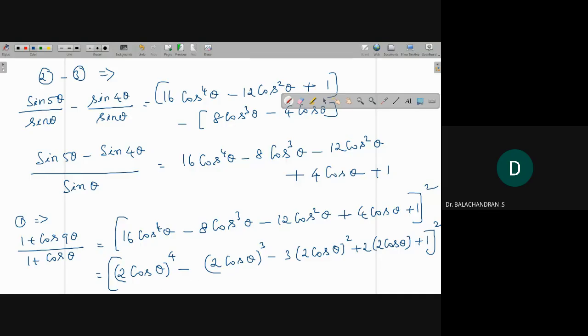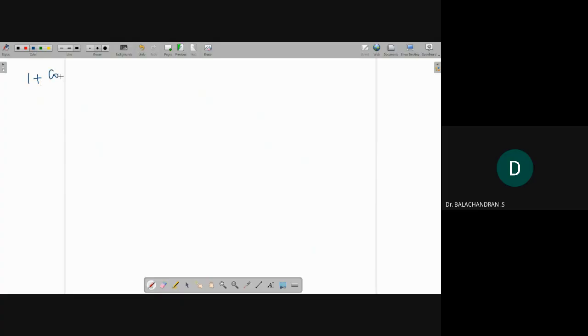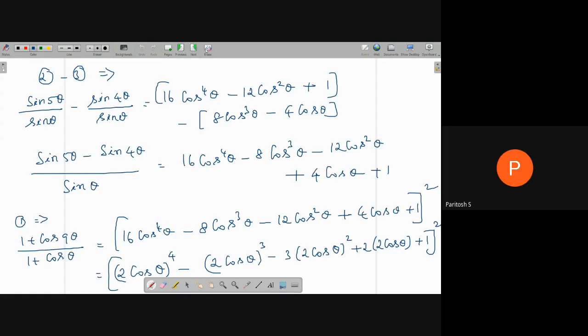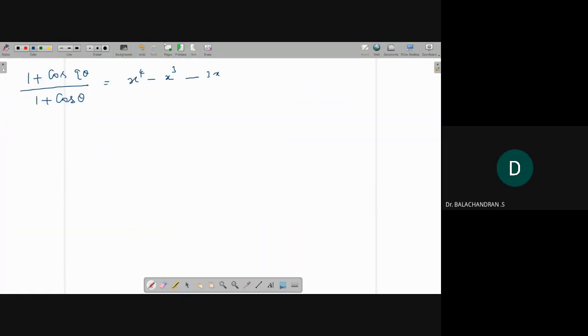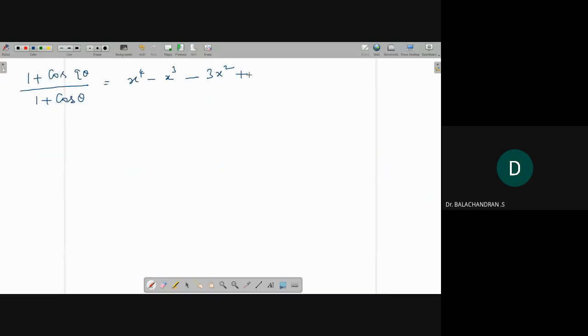I will write in the next page. So the left hand side is 1 plus cos 9 theta divided by 1 plus cos theta, equal to x power 4 minus x cube minus 3x square plus 2x plus 1 whole square. So that's it.